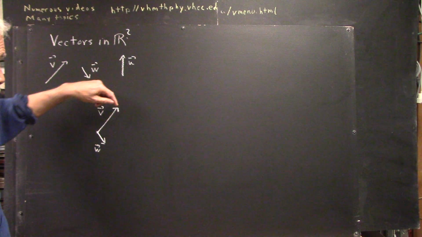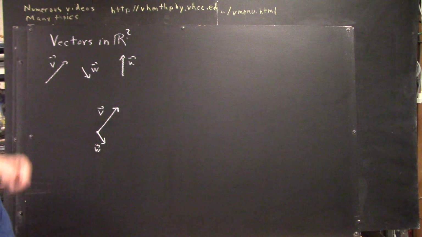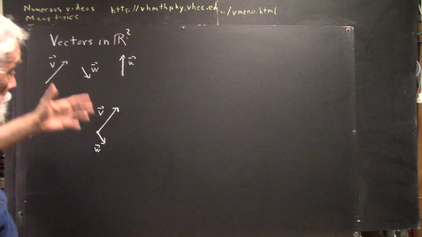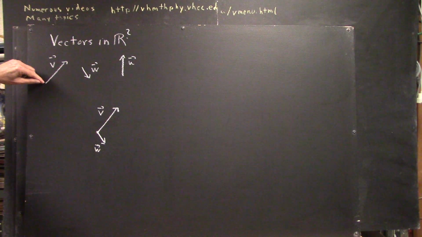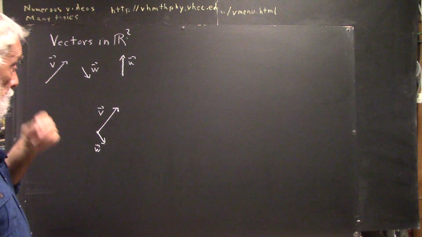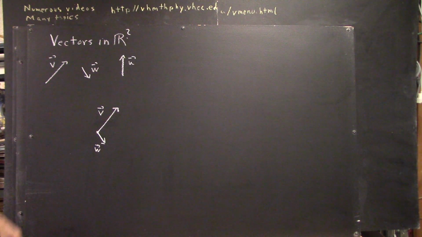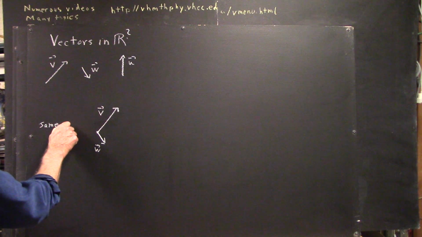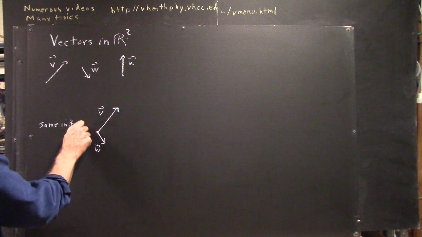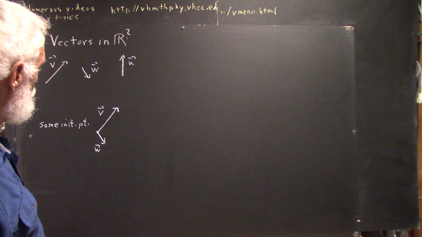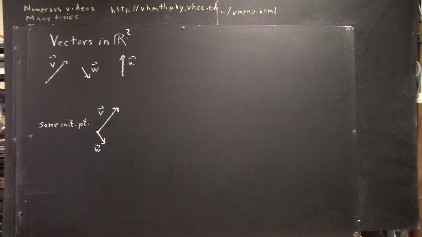And the head of the vector, the very tip, is called the terminal point. So I'm not going to write those names down. It's pretty obvious what I mean. Initial point, terminal point, initial point, terminal point. Now I drew these vectors with the same initial point. And there's a reason for that, and we'll come back to this in a minute.